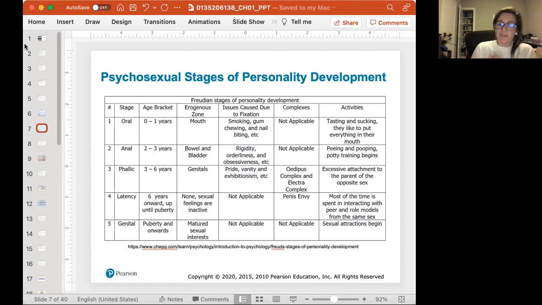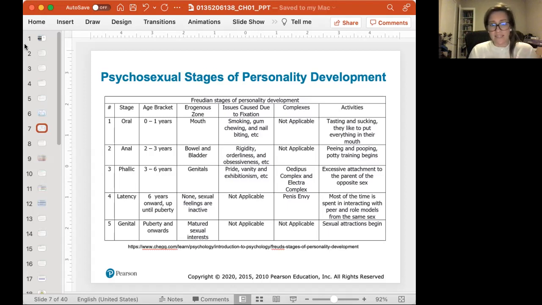They're struggling with understanding that I'm just a child and I'm not my parent's partner, right? And so activities associated with it, there could be excessive attachment to the parent of the opposite sex, potentially, that takes place in those complexes. So you want to be mindful of that and setting boundaries with children.